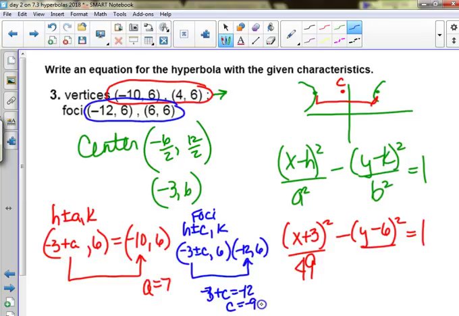So now what? Does that go over here? No, we need B. C squared is 81. A squared is 49 plus B squared. 81 minus 49 is 32. And B squared is what really goes in our equation, not B, right? So we could just leave it 32. Luckily, we don't have to graph that.